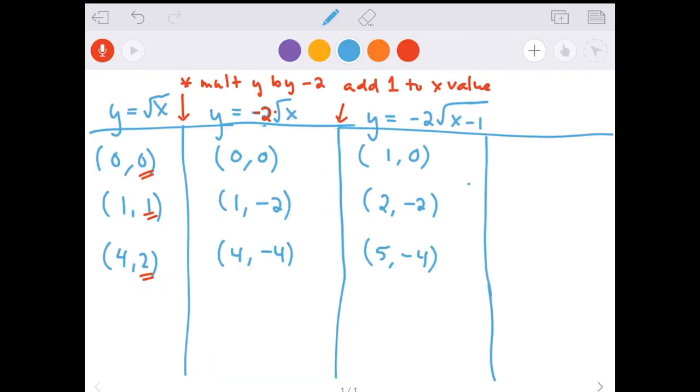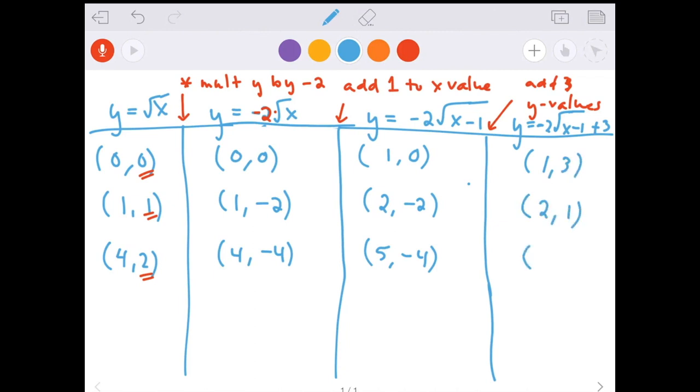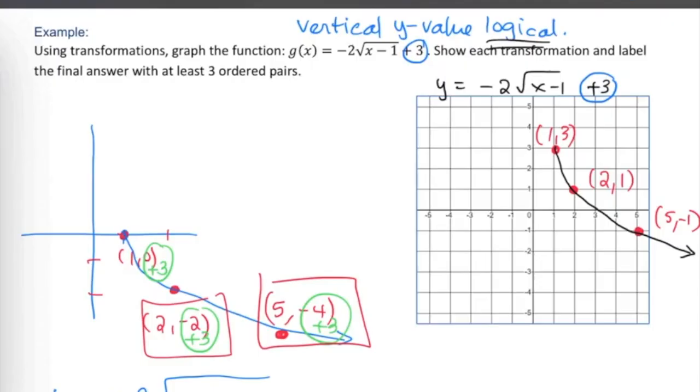Back over here on our table, we would be finishing up negative 2 times the square root of x minus 1 and then plus 3, right? The x minus 1 is under the radical. And again, in order to get this transformation, we are adding 3 to the y values of our points of interest. So add 3 to the y value on this point, we're going to get 1, 3. Add 3 to the y value here, we get 2, 1. Add 3 to the y value here, and we get 5, negative 1, which are the same ordered pairs, points of interest that we saw on our graph.